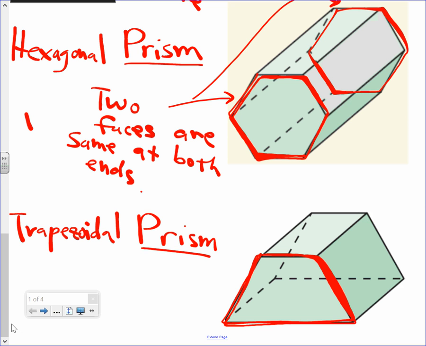So you just name the prism by the front face. The faces that are opposite ends.